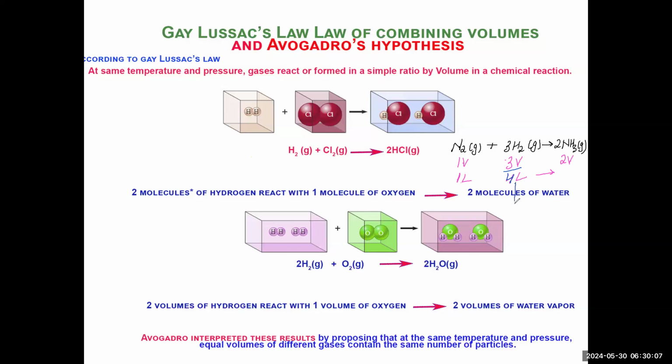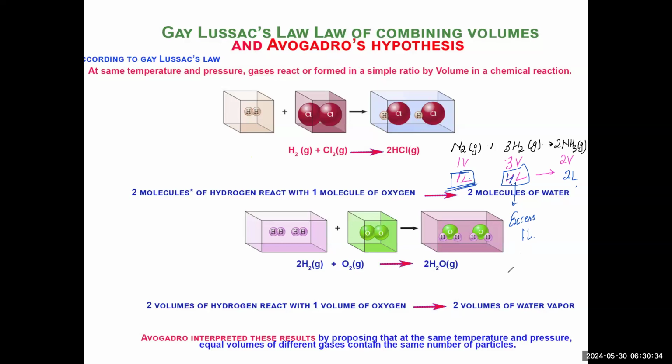How much of H2 is left as excess reactant? 1 liter. And how much ammonia is formed? 2 liters. From where you calculated? From this 4 liter or from this 1 liter? Which number you have used for calculation? This 1 liter. You are not calculating for 4 because it is excess.